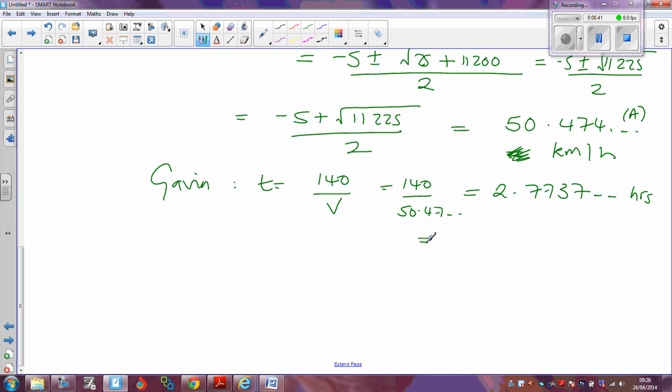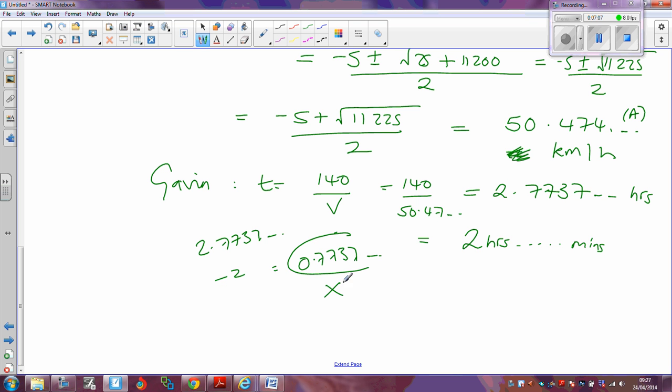To change it from decimals of hours, they want the answer to the nearest minute. You know that you've got 2 hours, so what I do here is take the 2.7737, subtract 2, so that leaves me with 0.7737, because I know the time is going to be 2 hours and a certain number of minutes. So we are looking for the number of minutes. What I then do with this number is multiply it by 60, because there are 60 minutes in an hour, and it comes out as 2 hours and 46 minutes to the nearest minute.